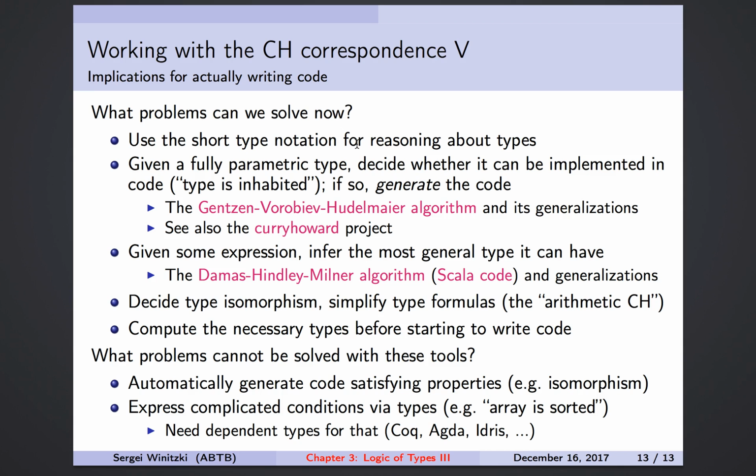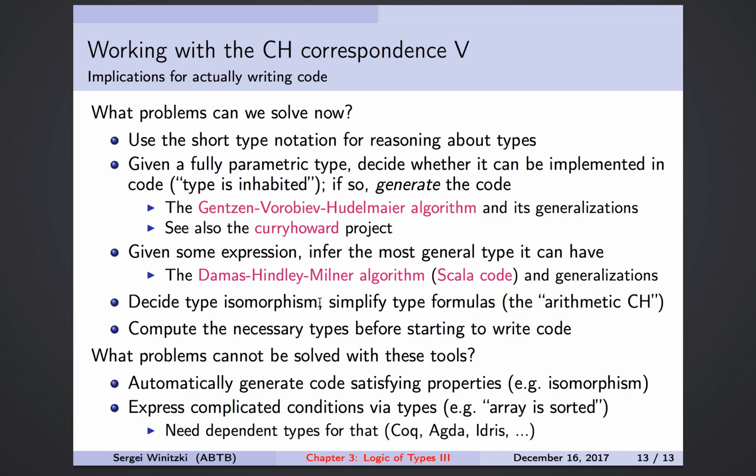So this is the algorithm I'm linking here. There's a whole overview of these algorithms. And also there's this Curry-Howard project, which I will demonstrate right now. Another thing we can do, which was in the first part of the third chapter, is if you take an expression, you can infer the type it can have. Now, there is an algorithm for this too, which is called the Damas-Hindley-Milner algorithm, and I'm giving the links here.